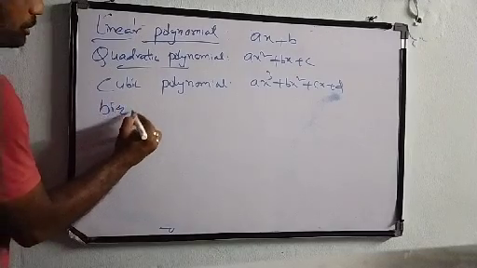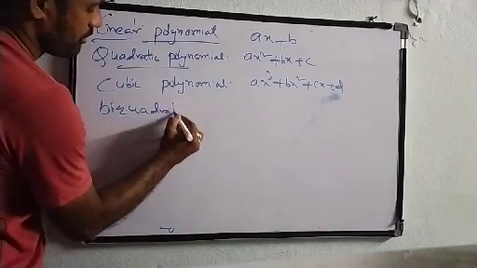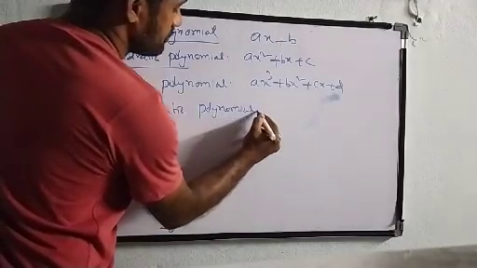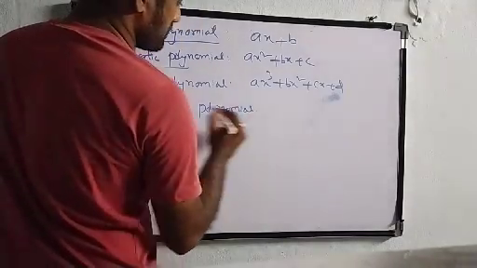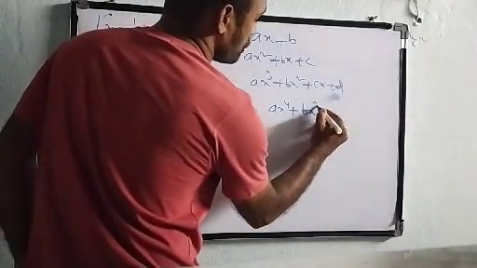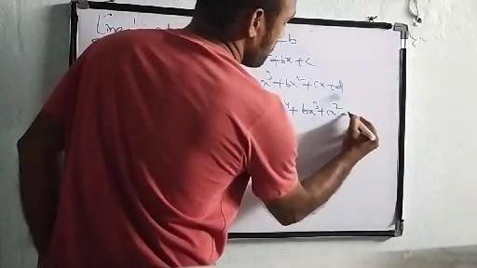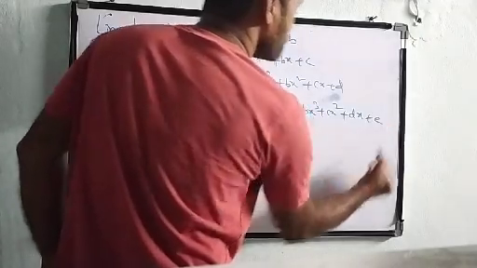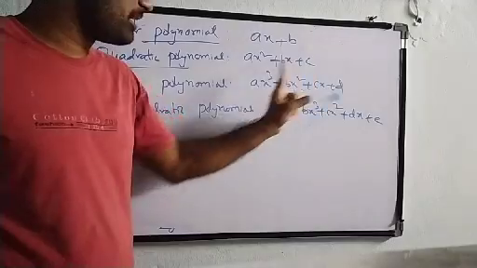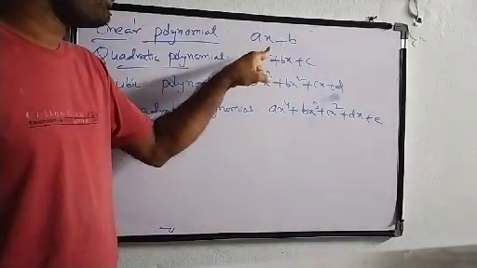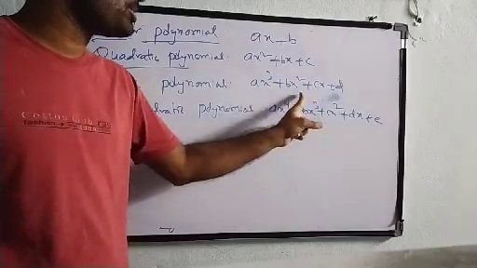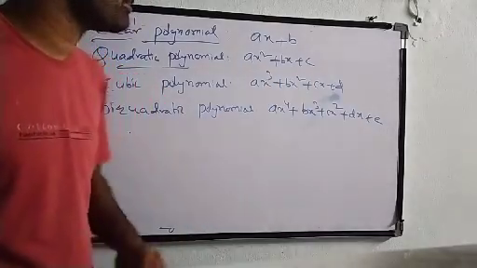And biquadratic polynomial. The standard form of the biquadratic polynomial is ax power 4 plus bx cube plus cx square plus dx plus e. So these are the various standard forms. If you observe here, we are increasing the letters a, b, c, d, e. And if you observe the degrees also, x square, here x cube, here x power 4. It will be in reducing order: x cube, x square, x and constant term.